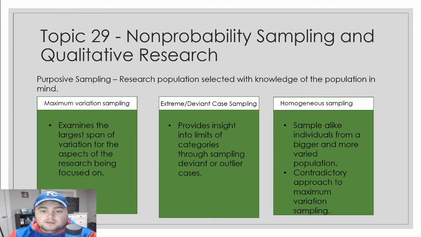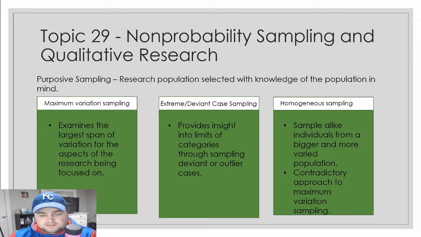For these three types, the first would be maximum variation sampling, and this examines the biggest and largest amount of variation among a sample of this type, and it really broadens the sample a little more, even though it's not random. So you do have a broader population of people that you're interviewing or whatever type of survey you're conducting.